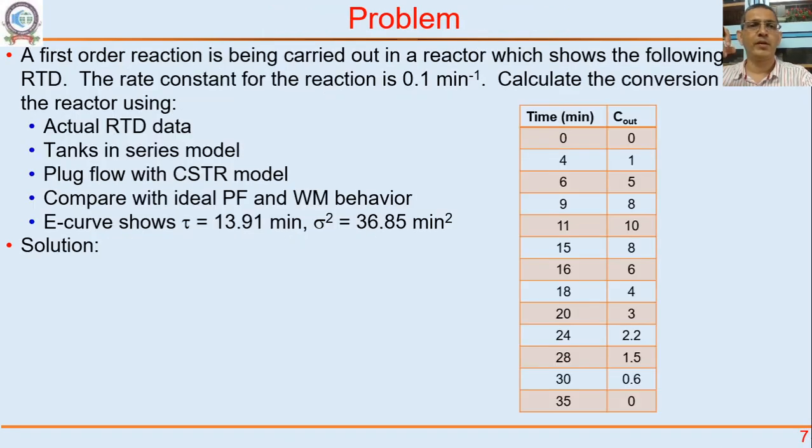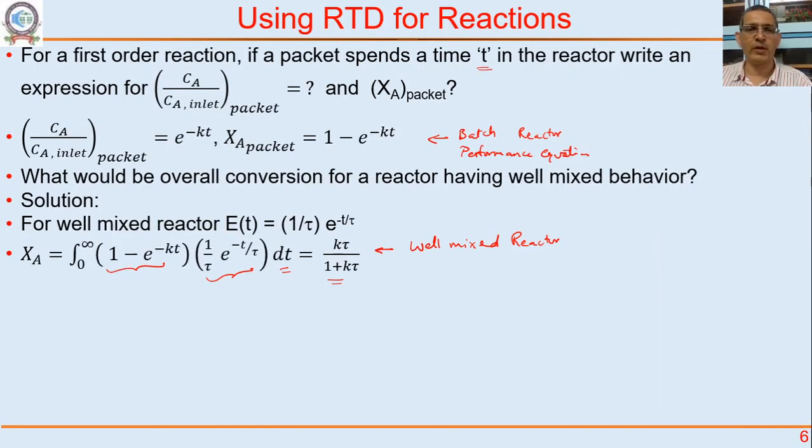Let's go forward. Let's say there is a first order reaction being carried out in a reactor. This is our reactor. It has given this E curve. This is our actual RTD data. The rate constant is 0.1 minute inverse. Calculate the conversion using this data. Remember, the E(t) curve shows tau equal to 13.91 and sigma square is 36.85 minute square. Okay. Solve this for yourself. Use these formulae.